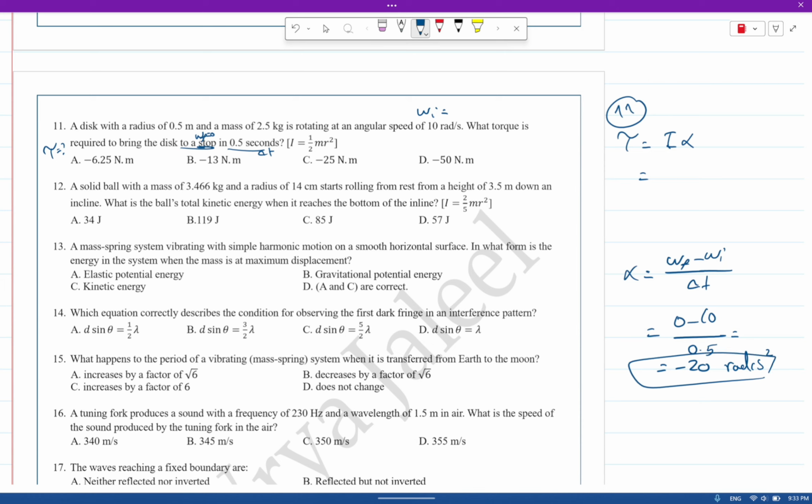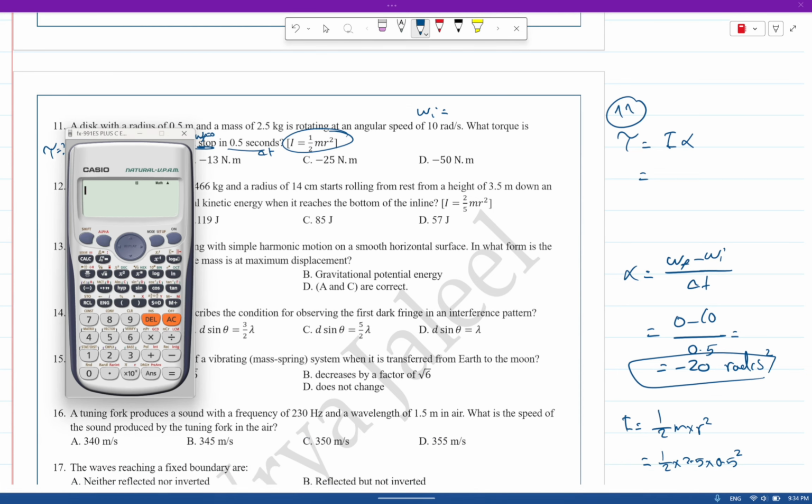Yeah. What about the moment of inertia? Well, moment of inertia is equal to 1 over 2. By the way, the equation is given, so you don't have to worry about it. Now it says a disk, so hopefully by now you know that the moment of inertia of a disk is 1 over 2 times the mass, multiplied by the radius squared. So 1 over 2, what is the mass? The mass is 2.5 kilogram times the radius, 0.5 squared. Use a calculator.